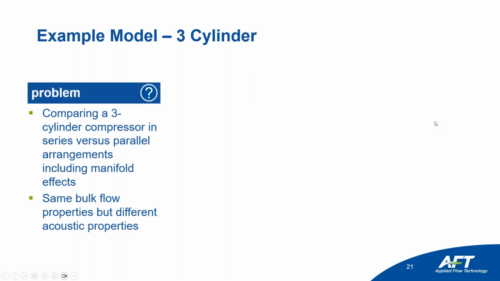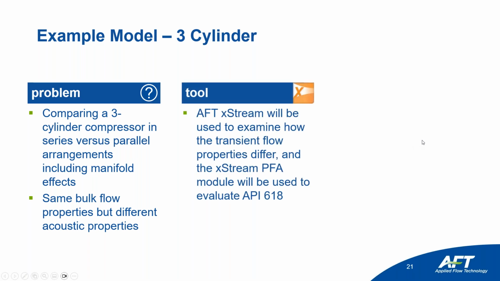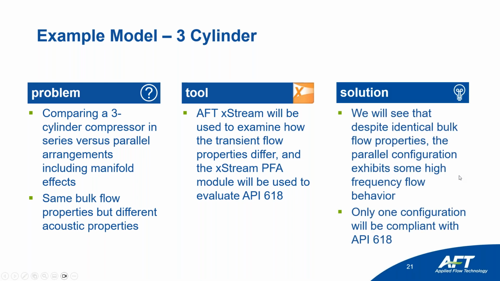So our goal for the next example is to compare a 3-cylinder design in both series, so a multi-stage design, and in parallel. And we want them to have the same bulk flow properties as each other and as the single cylinder example, but different acoustic properties. So we'll be using AFT xStream to look at the transient flow properties and the PFA module to analyze API 618.